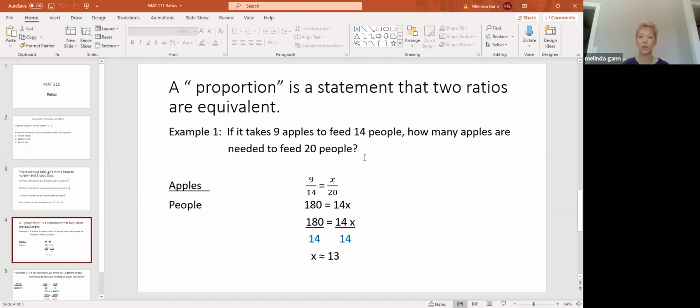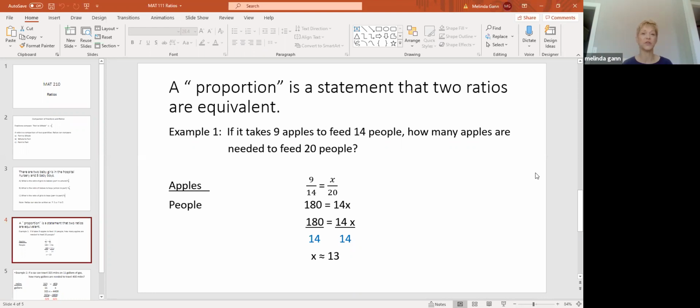Now, a proportion is a statement that 2 ratios are equivalent. So you've got a ratio equals another ratio. And it's just easier when they look sort of like fractions when you go to solve them. It will be something like this. If it takes 9 apples to feed 14 people, how many apples are needed to feed 20 people?